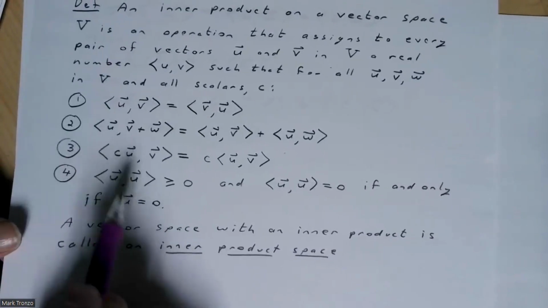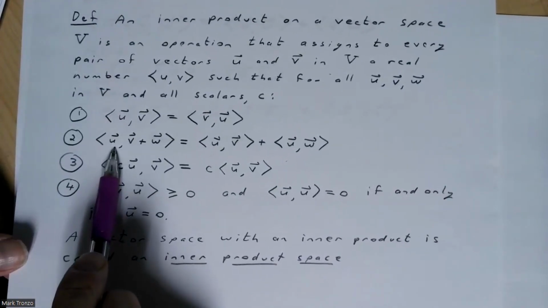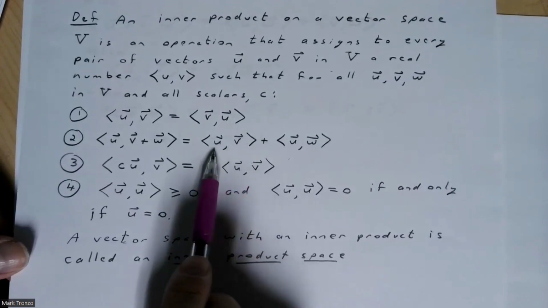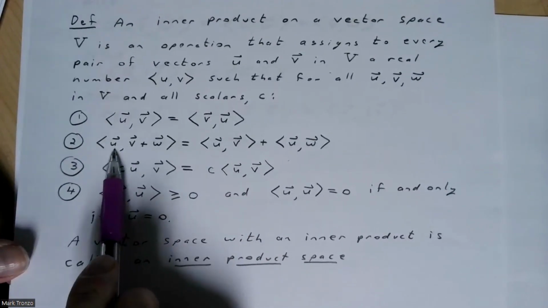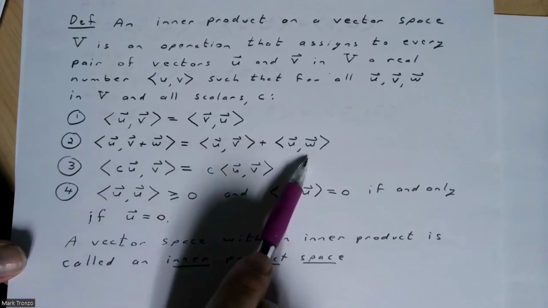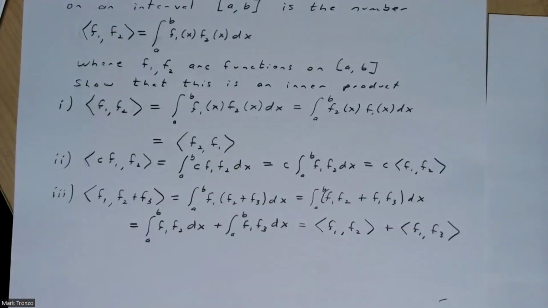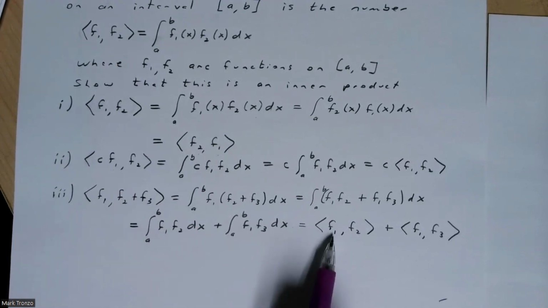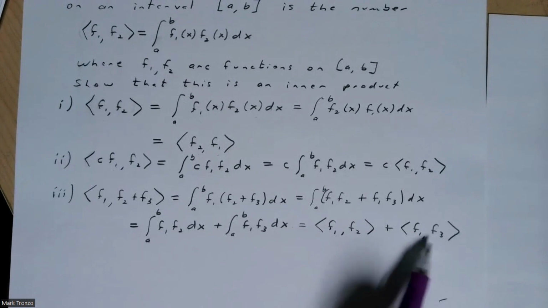We wanted to show that if you have an inner product of a vector with the sum of two vectors, that's going to be equal to the inner product of this first vector with the second one plus the first vector with the third one. That's exactly what we had here. We started with this, and so we have F1, F2, and F1, F3.